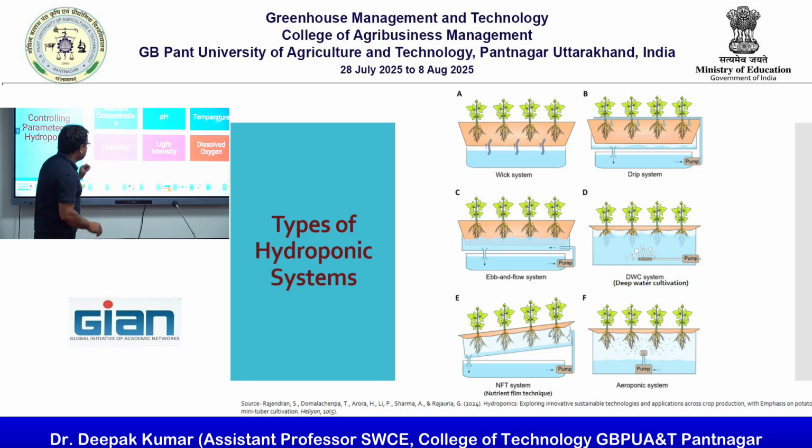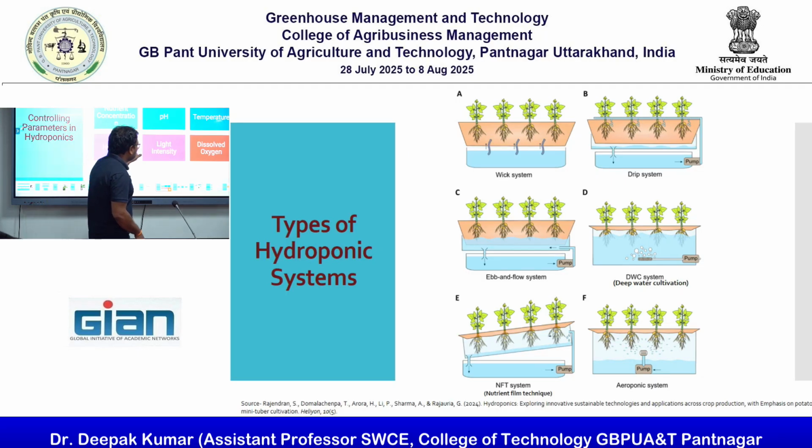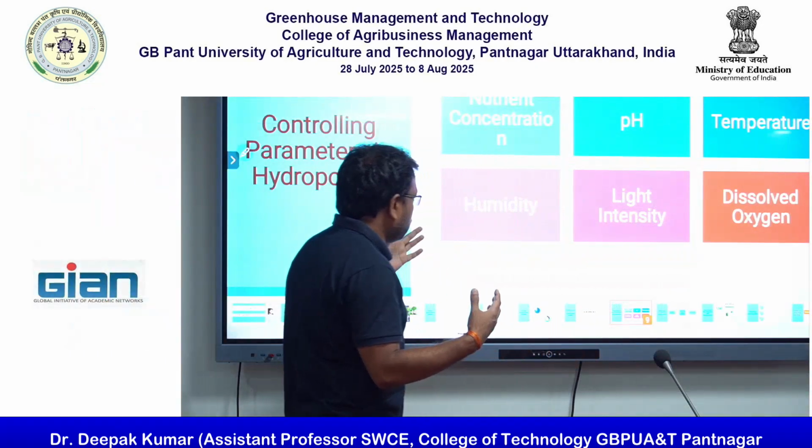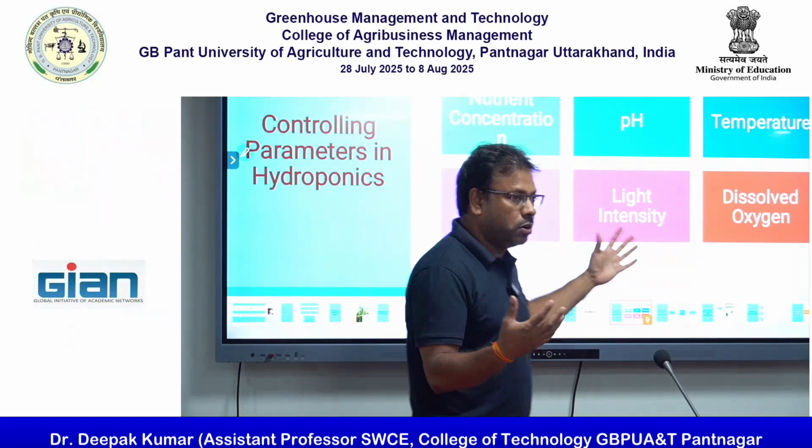Okay. Now, if we want to use hydroponic systems, what are the parameters we need to adjust, isn't it? For the proper growth of the plant, we need to monitor the nutrition. We need to monitor the pH of the water. We need to monitor the temperature. We need to monitor the humidity, light intensity, and dissolved oxygen.